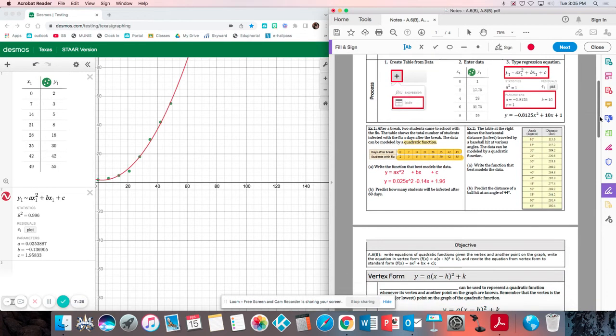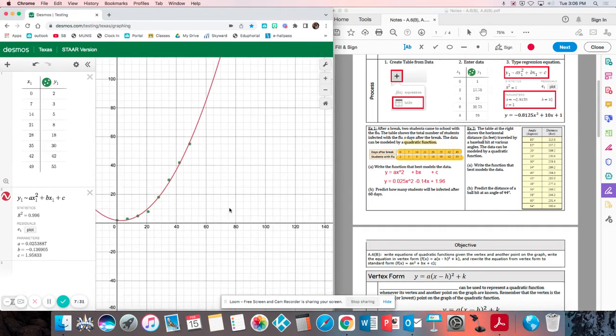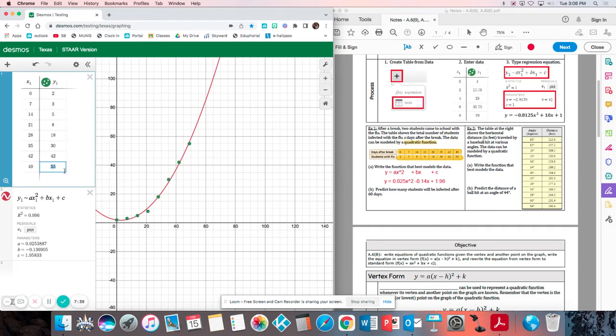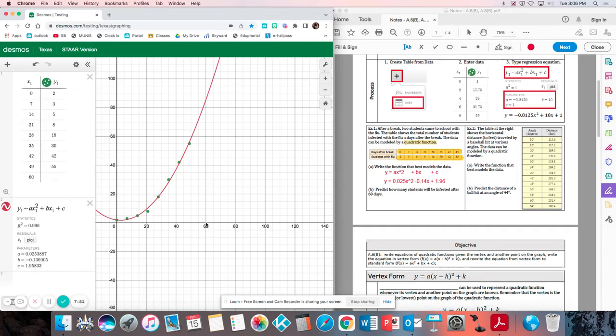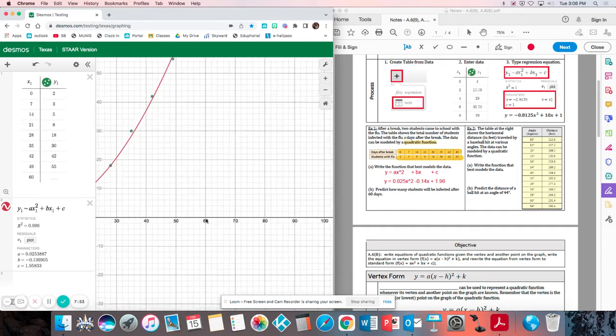Now I have to do a prediction, which is to predict how many students will be infected after 60 days. So for prediction, there are two ways. I can practically plug in 60 for x. So I need to figure out how much over here for the 60. I do not know. That's what I need. It's a question mark here. Well, I can't put a question mark, so it would be an error. So what I'm going to do is 60 days is x. It's over here.